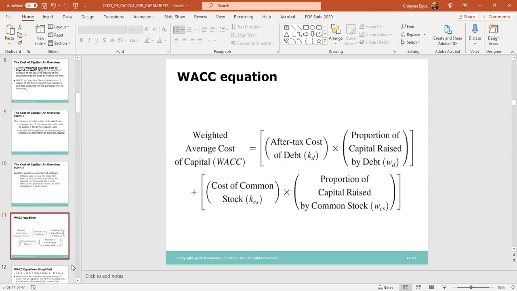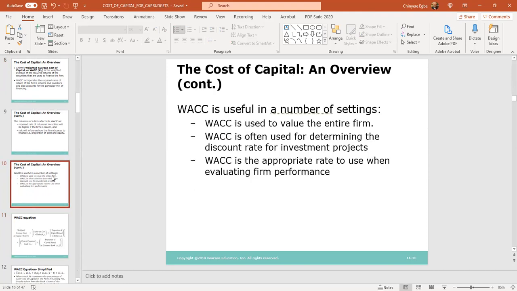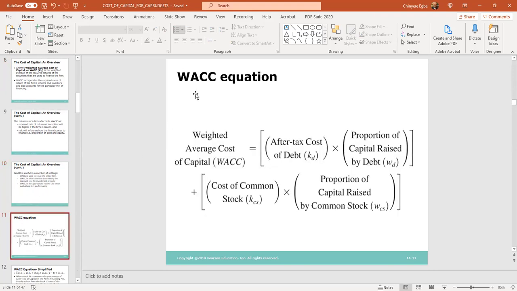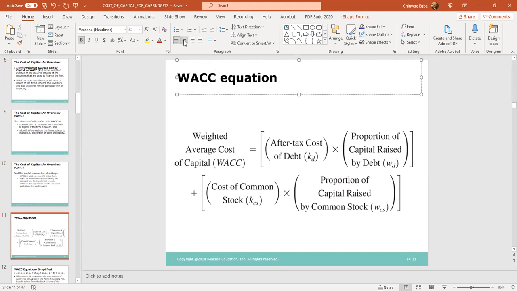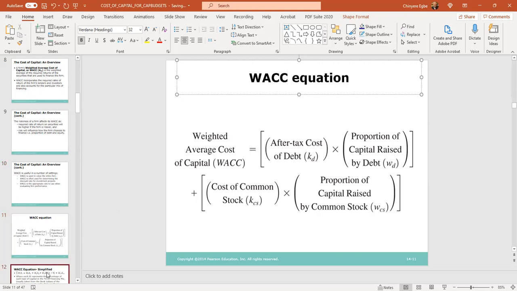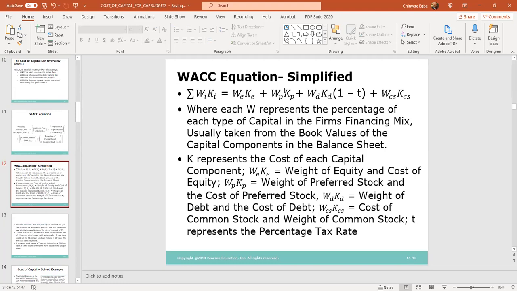Now, as we go further to look at the components of capital, we also are going to be thinking about the risk contribution of each component. But for today, we're going to be looking at the basic concept of the cost of capital. Here, this is a weighted cost of capital, which is a weighted equation. But I'm going to simplify what you have here. This is the simplified equation.